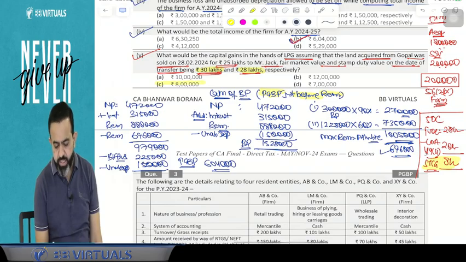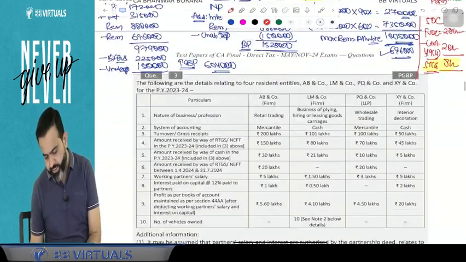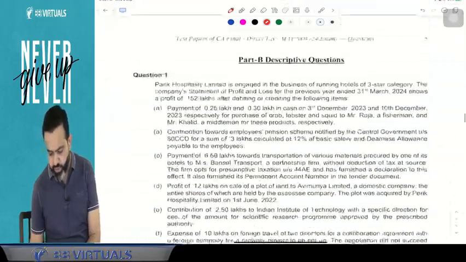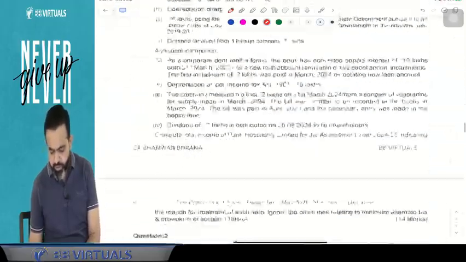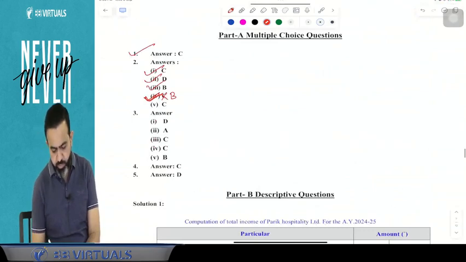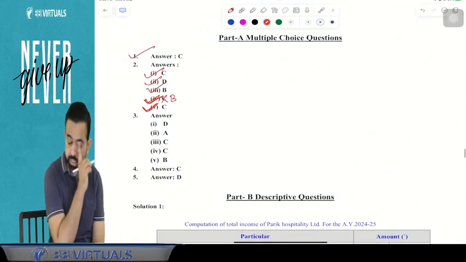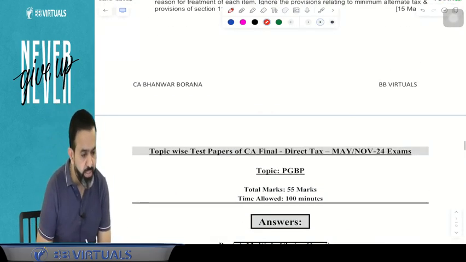So here, guys, C is the correct answer. In this particular case, C is the correct answer of this question. So if you check now, C is the correct answer of the last part. Done.